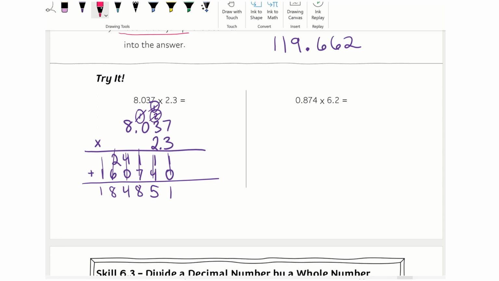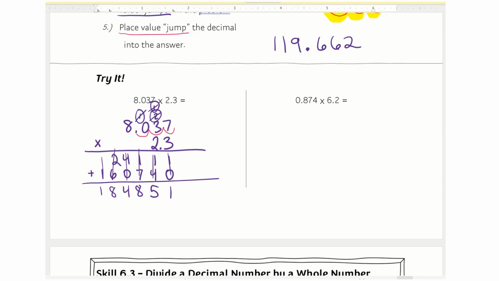So I'm going to count my total decimal jumps. If I start on my top number, 1, 2, 3 jumps, since I'm working in the thousandths place. And then here I have 1 jump. So all together, that makes 4 place value jumps, since I multiplied by thousandths and by tenths. 1, 2, 3, 4. 4 jumps total.